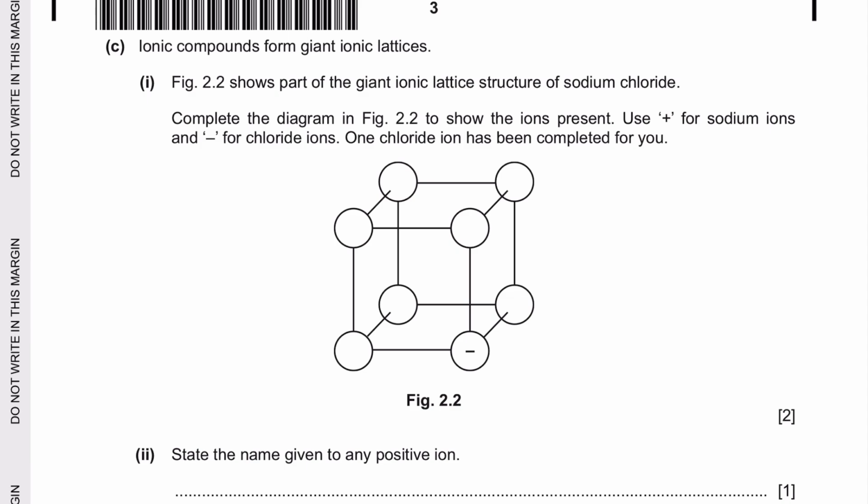Ionic compounds form giant ionic lattices. Figure 2.2 shows part of the giant ionic lattice structure of sodium chloride, NaCl. Complete the diagram. Use positive for sodium ions and negative for chloride ions. One chloride ion has been completed for you.